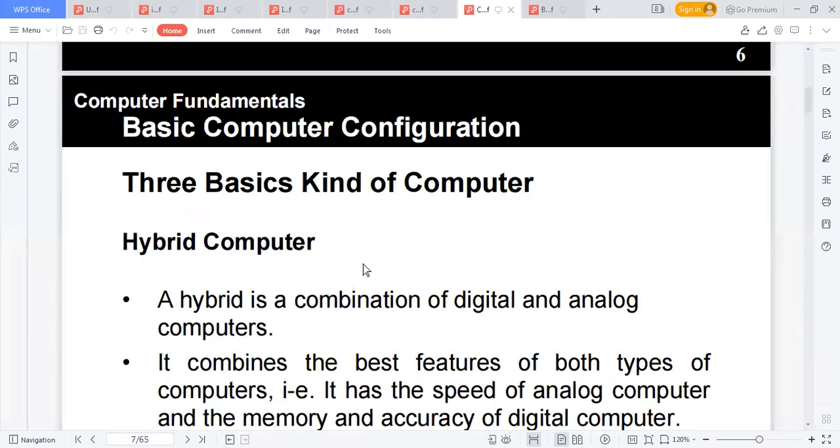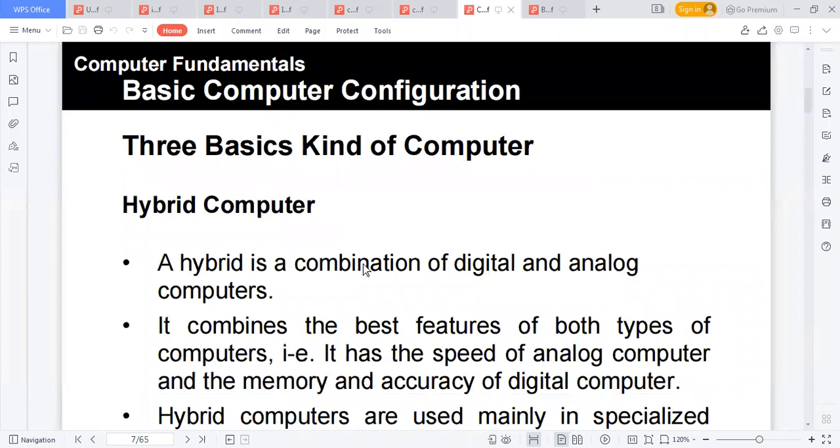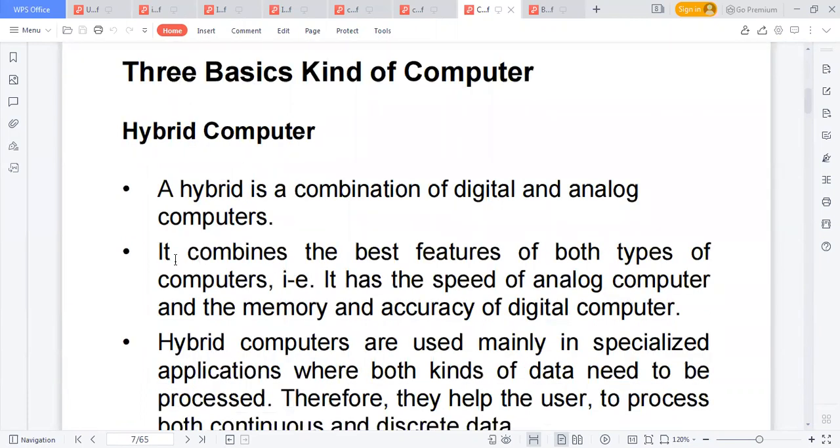Now another one is hybrid. You must know the word hybrid is the combination. So hybrid is a combination of digital and analog computer mixed. We are the hybrid nation. Remember it. You must know Bengalis are a hybrid nation because of the combination of black and white. A hybrid is a combination of digital and analog computers. It combines the best features of both types of computers.